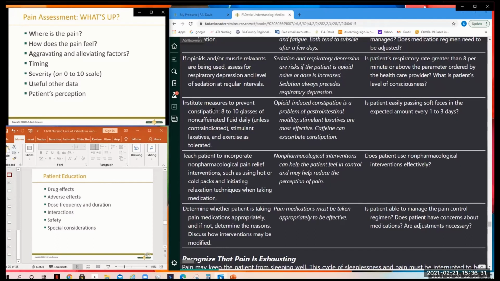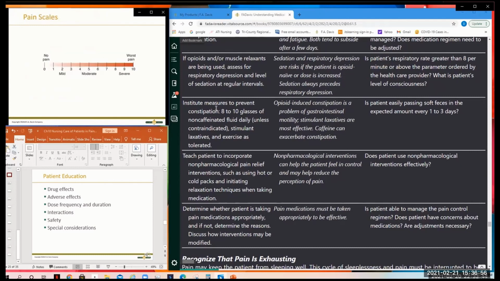Institute measures to prevent constipation: 8 to 10 glasses of non-caffeinated fluid daily unless contraindicated, and exercise as tolerated. Opioid-induced constipation is a problem of gastrointestinal motility. Stimulant laxatives are most effective. Caffeine can exacerbate constipation. Is the patient easily passing soft feces in the expected amount every 1 to 3 days?